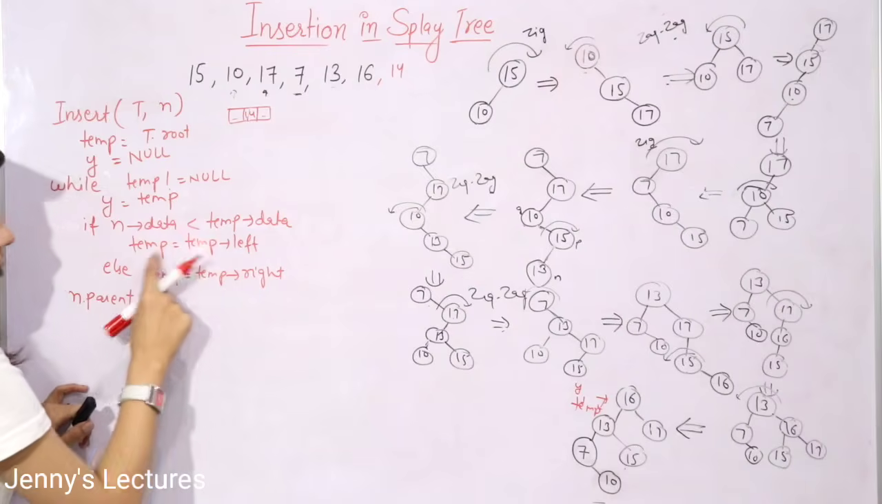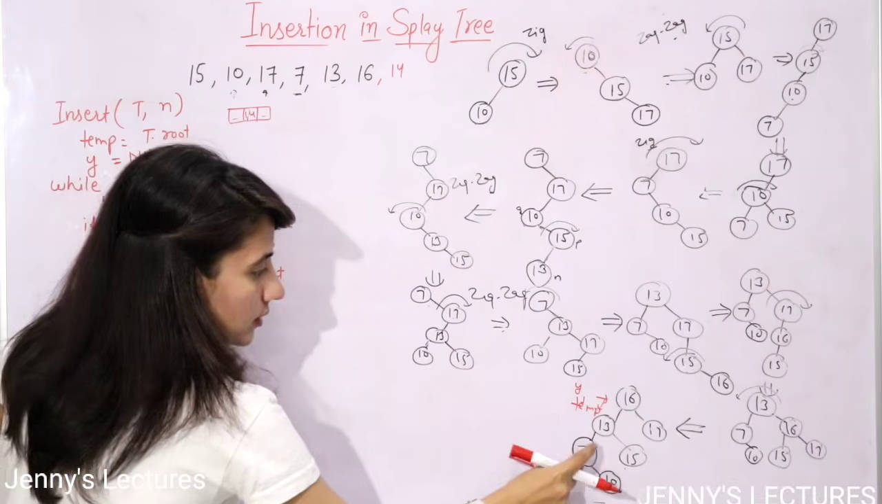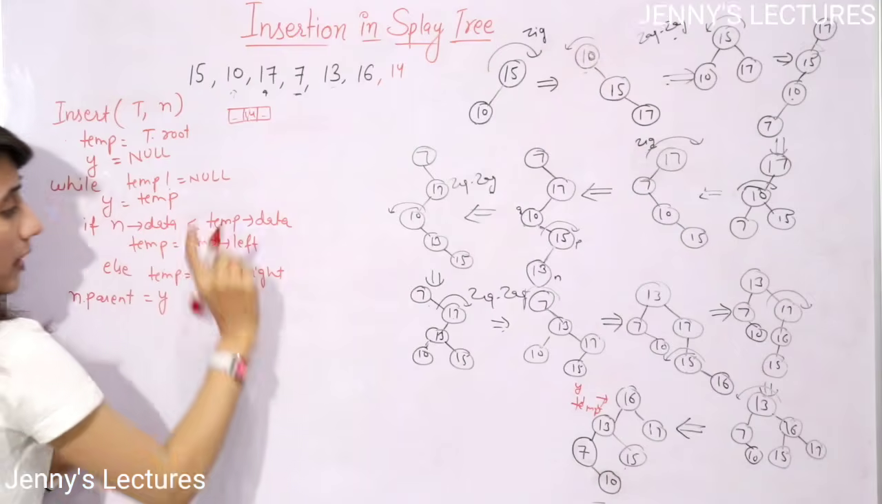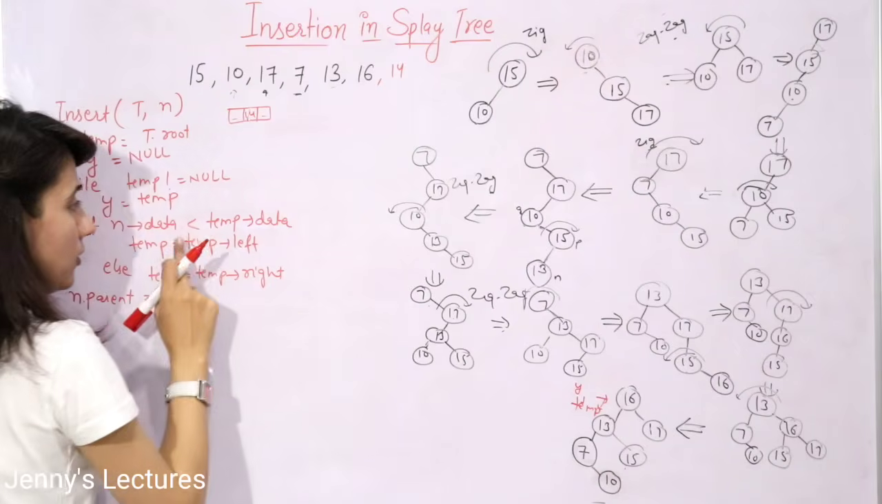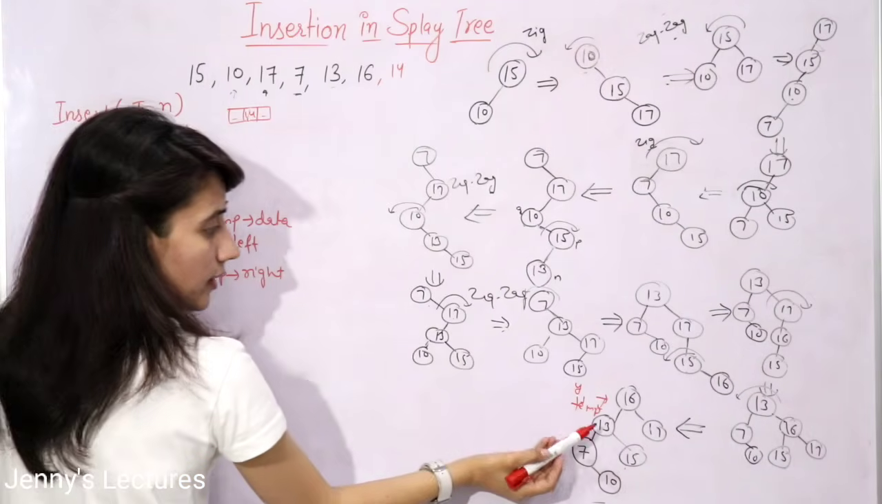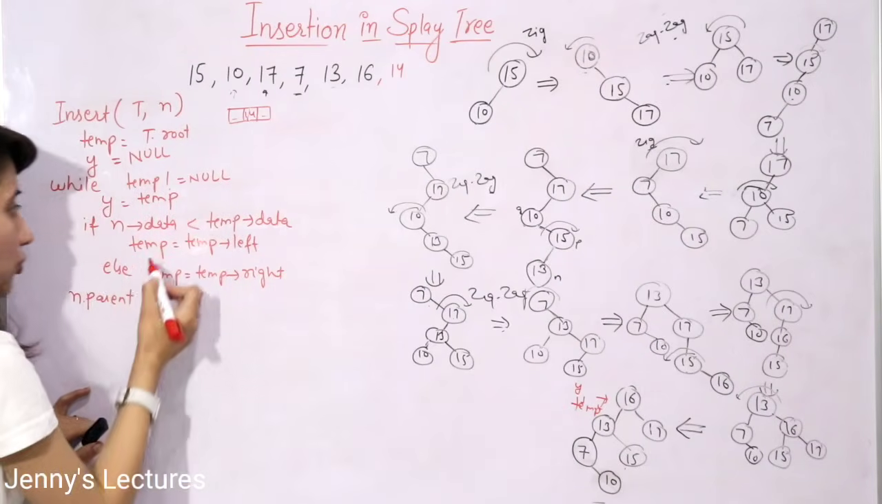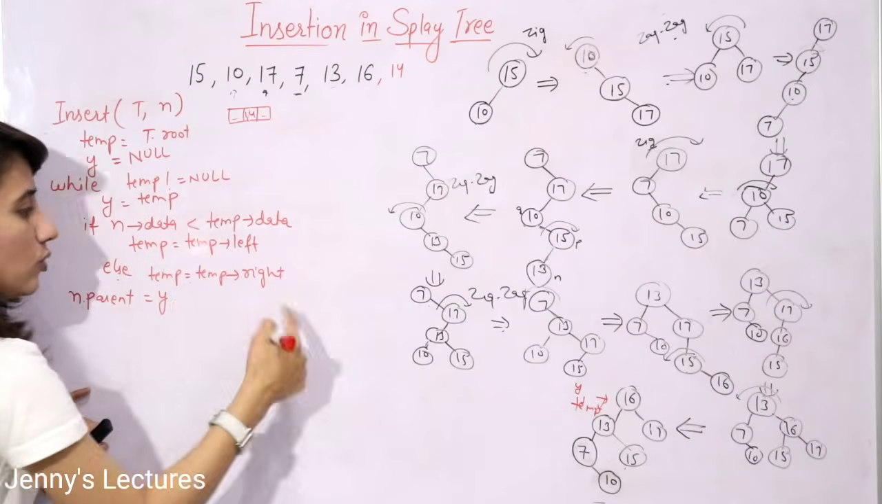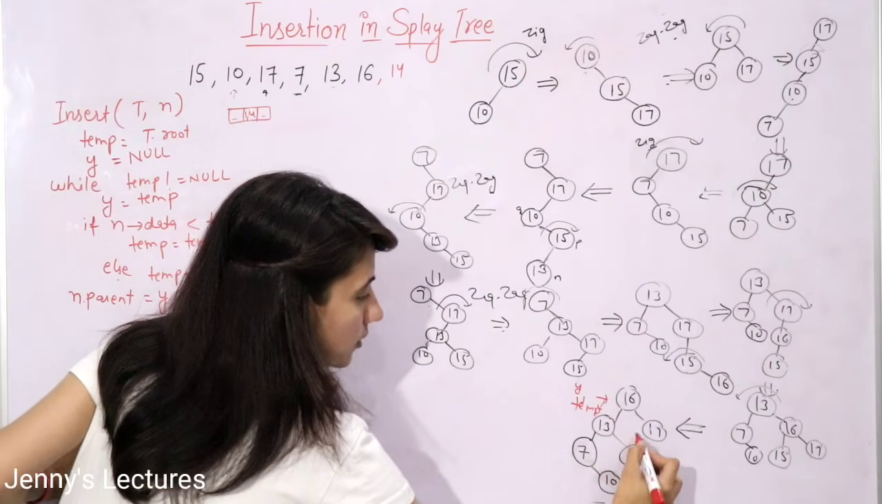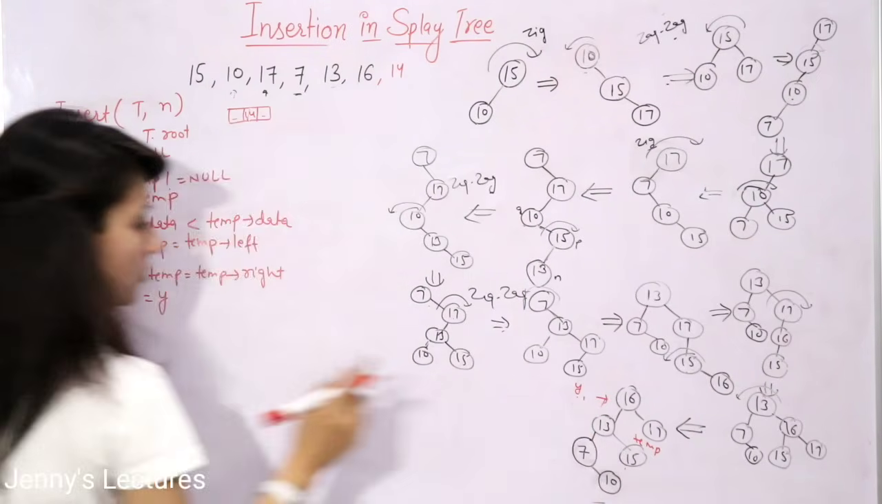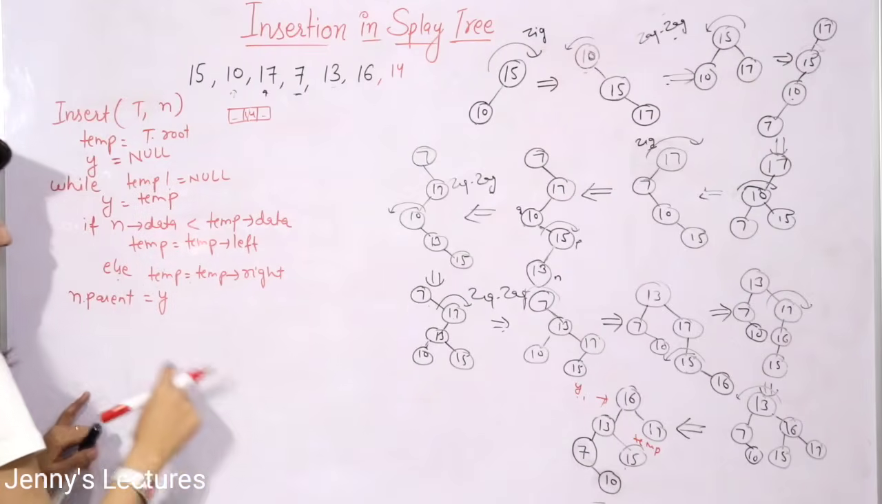right? Now temp is equal to temp left. So now see, check n of data. Now n of data is what? 14, less than temp of data. Temp is this one, temp of data is 13, but this is not true. So we will go to the else part, that is temp is equal to temp right. Now temp is this one, temp right means this one. Now temp is containing the address of this node, that is 15.